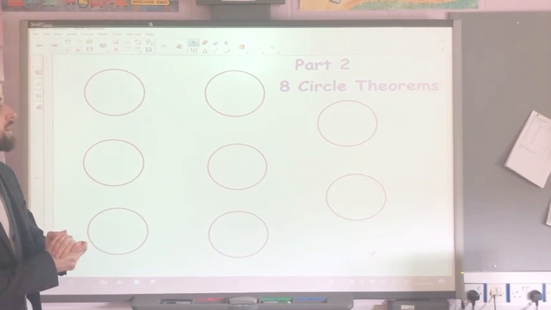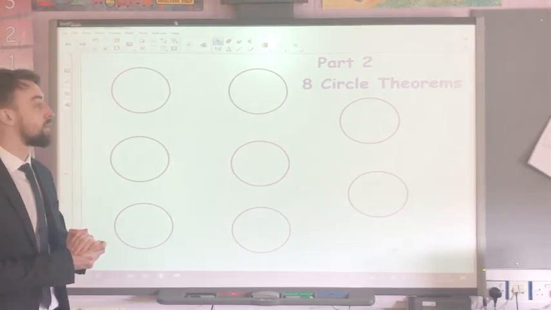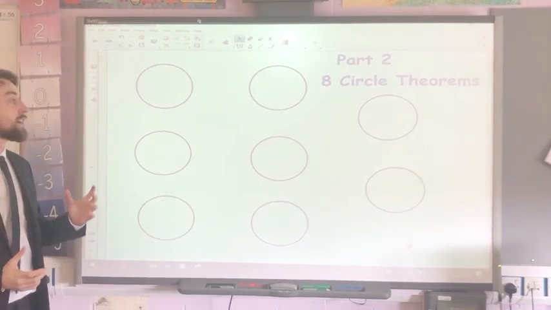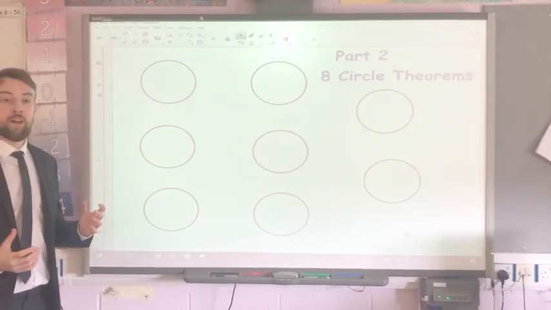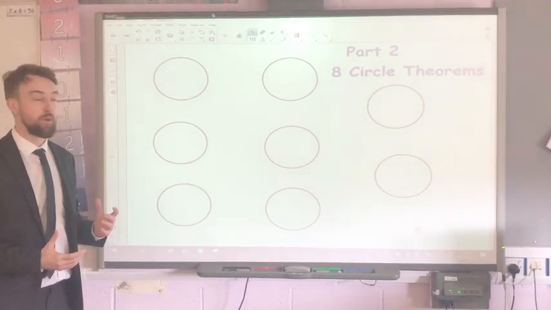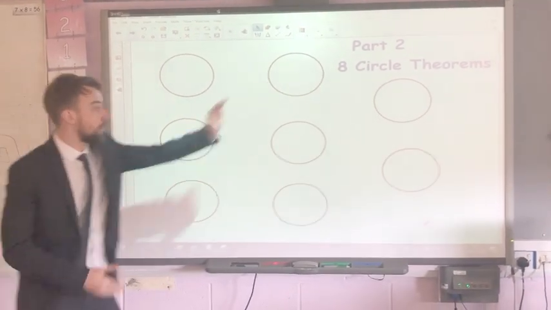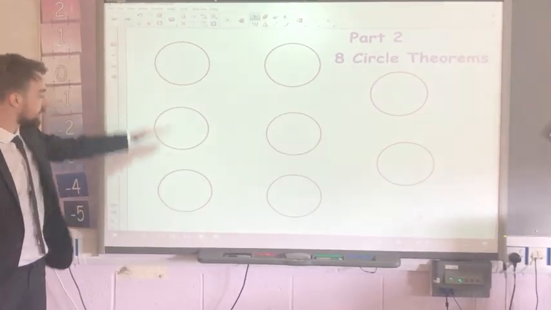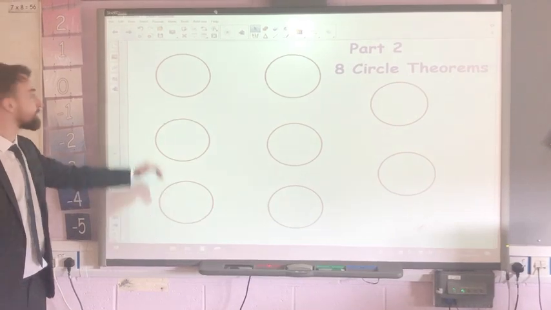Part 2. This is the bit where we're going to introduce the circle theorems to you. So, a circle theorem is basically just facts about circles, and once we know these facts and we learn these facts, we can use them to help us to solve mathematical problems. Okay, so in total we've got 8 circle theorems. In today's lesson we are just going to look at the first 3.